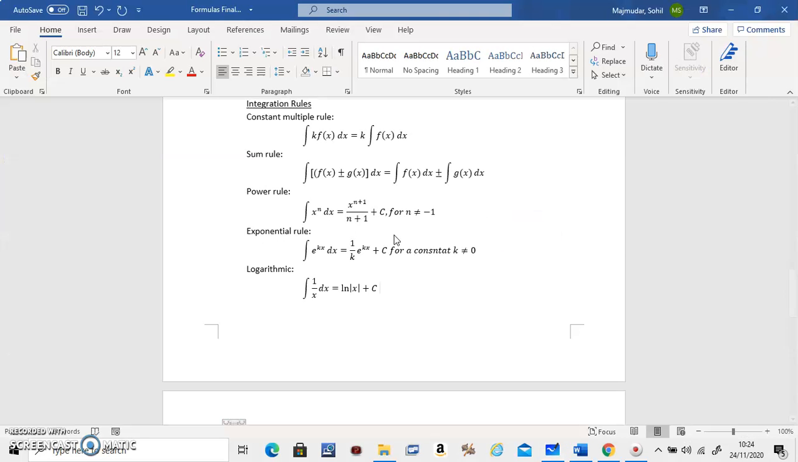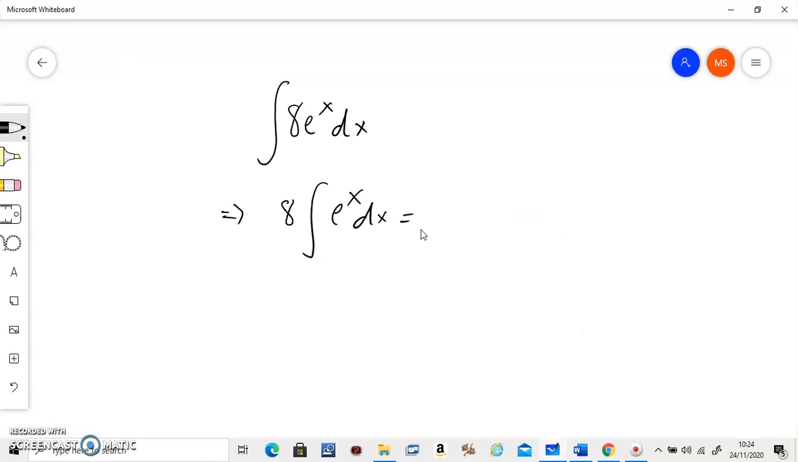Let's do one more. I give you 8e to the x dx. So bring the 8 outside, and then compare the formula. e to the x is this one, where k is 1. So this remains as it is, and the 8 remains as it is, plus c.